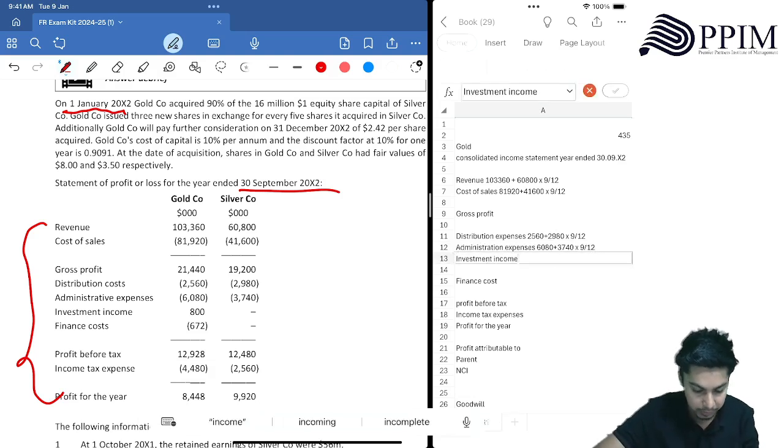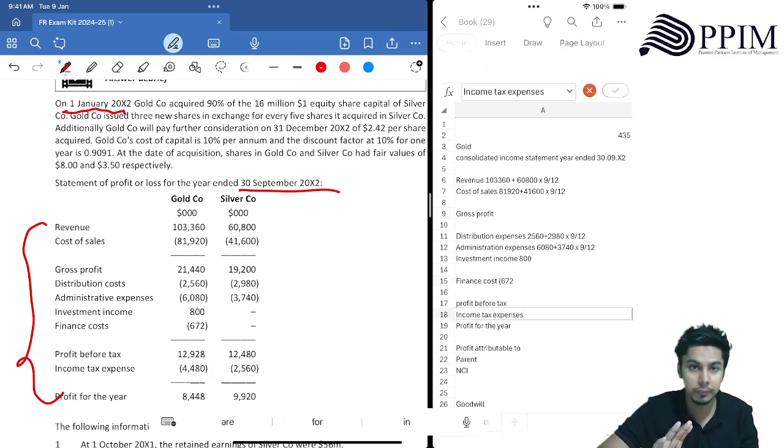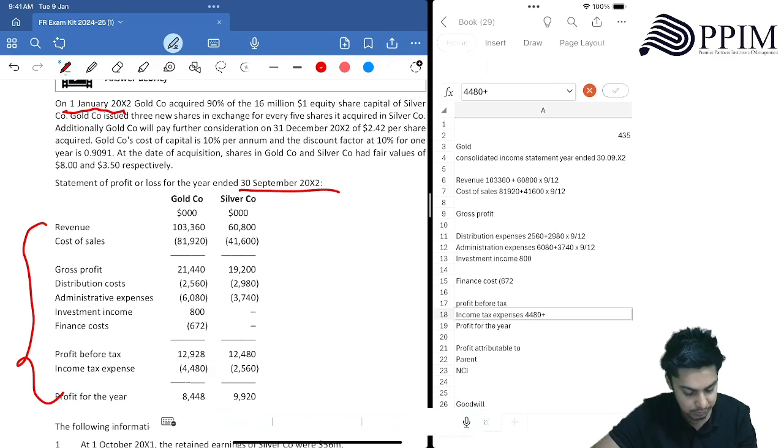Investment income, only parent, copy 800. Finance cost, only one entity, copy that, 672. Profit before tax, please don't copy. Tax, we have to copy: 4,480 plus 2,560 into 9, divide the whole thing by 12. Profit for the year, no need to copy.